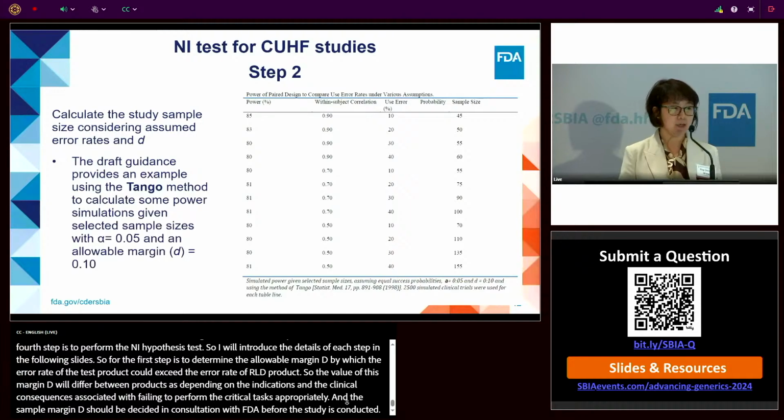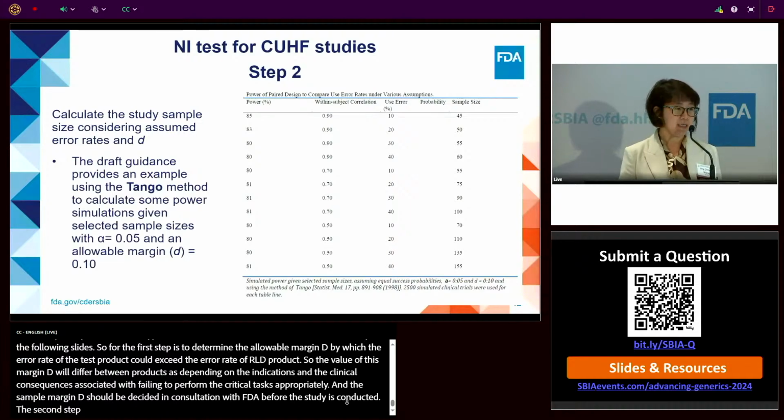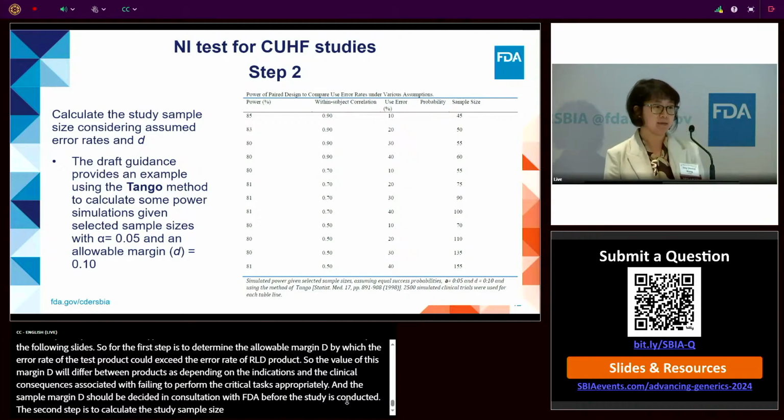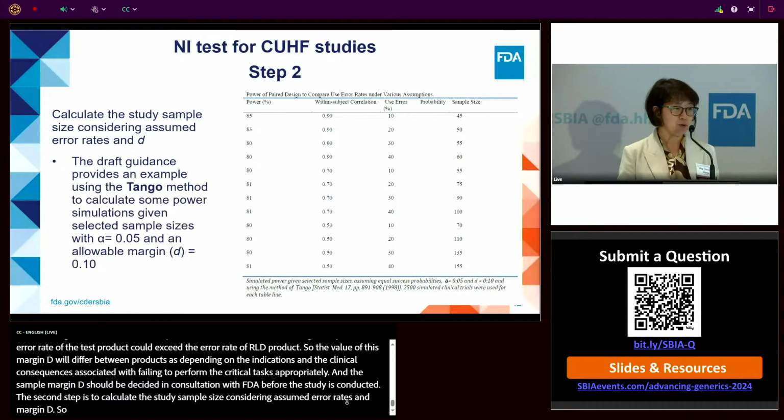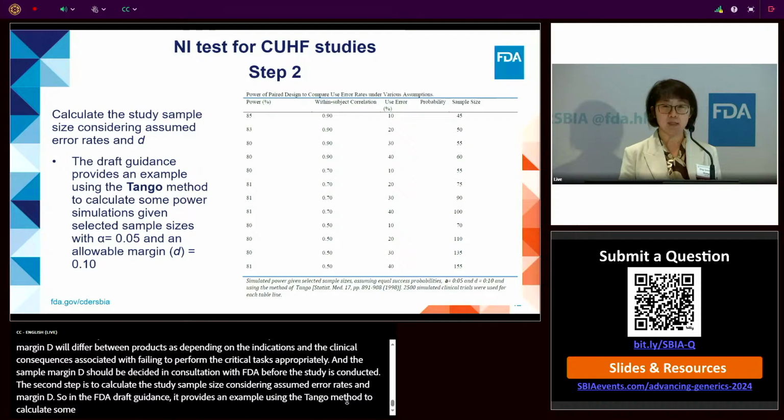The second step is to calculate the study sample size, considering assumed error rates and the margin D. In the FDA draft guidance, it provides an example using the Tango method to calculate some power simulations given selected sample size, an alpha level equal to 0.05, and the allowable margin D equal to 12.1, just as this table shows here on the right side.